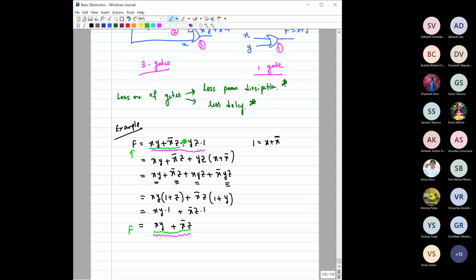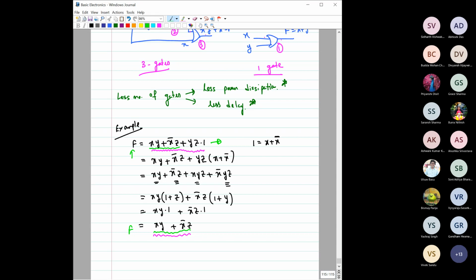If you want to implement this directly using gates, then you need another AND gate, right? But it is not required if we can minimize it. That way you can see how important it is to do a proper minimization of any digital function, meaning any Boolean function, right?